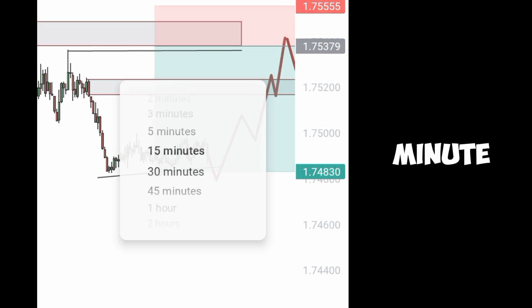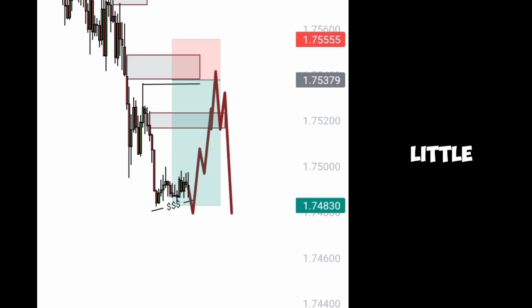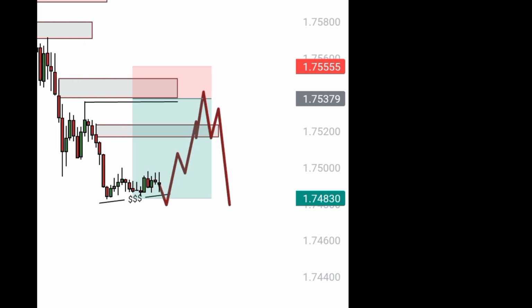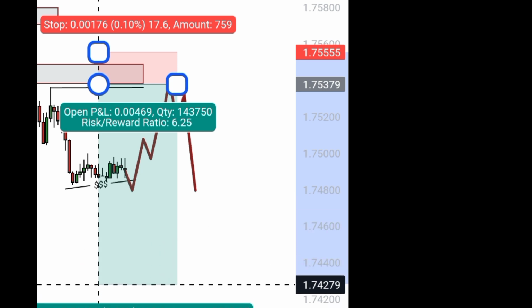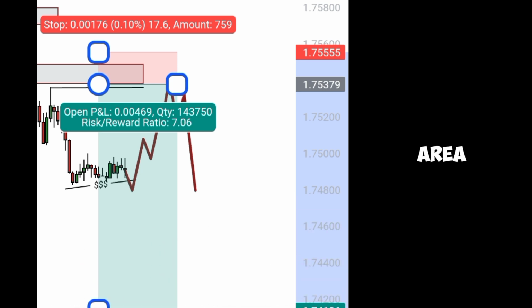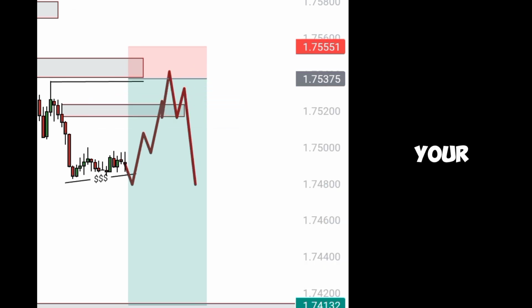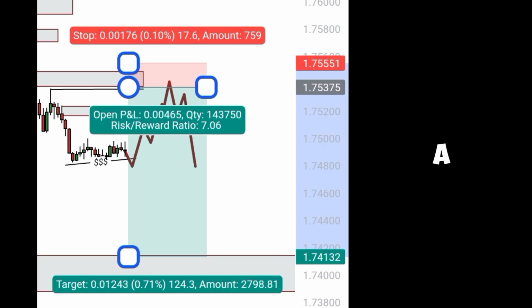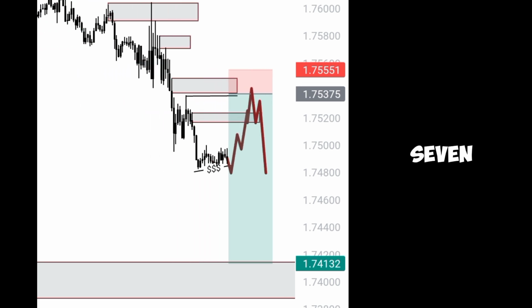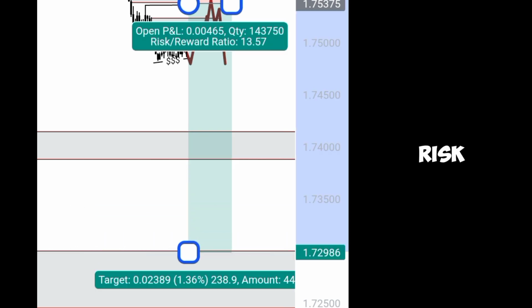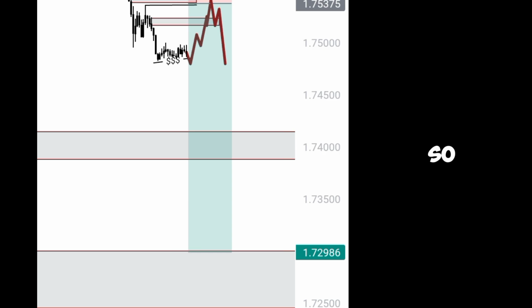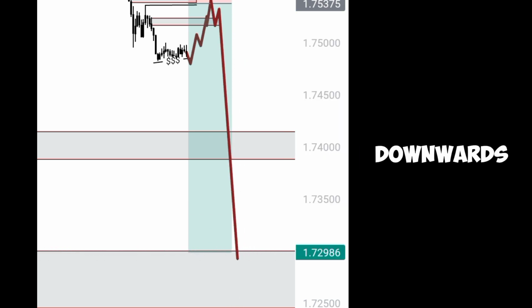All right, so in the 15-minute time frame, it might now look a little bit like this. For people who have the ability to hold on to a trade for a longer time, you can now move your area somewhere around here. You can put your target somewhere around here with a risk reward ratio of 1 to 7. In case you want to hold a little longer, you can hold it to this area, which is a risk reward ratio of 1 to 13. So you can have that push downwards.